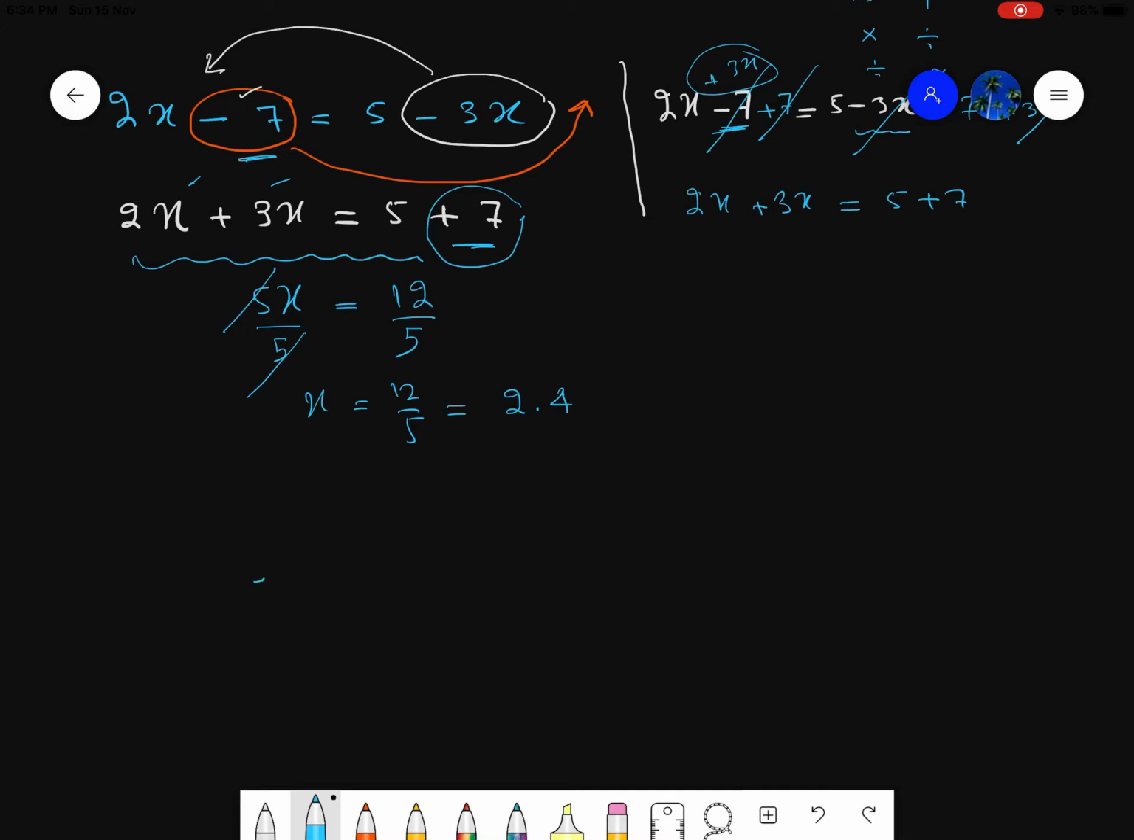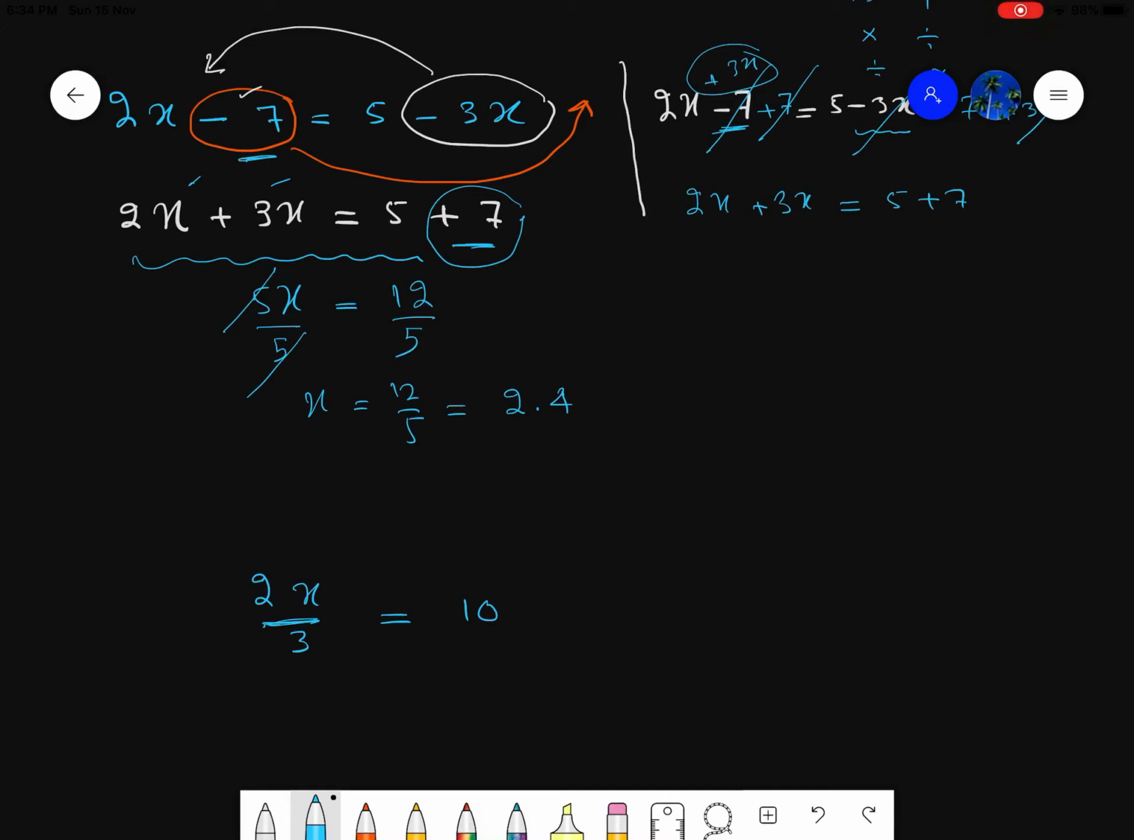Similarly, let us have a look into another example. 2x over 3 is equal to 10. You can see that x is being multiplied by 2, and also it is divided by 3. So as I told you, multiplication is changed to division, and division is changed to multiplication when you move it from one side of the equation to the other side.